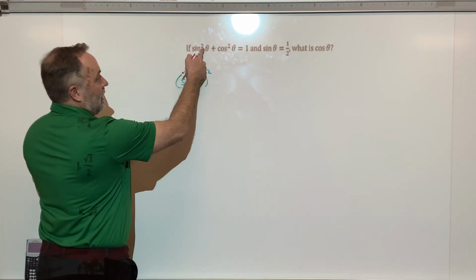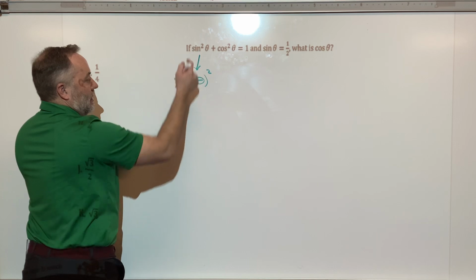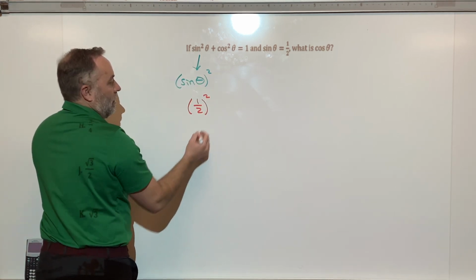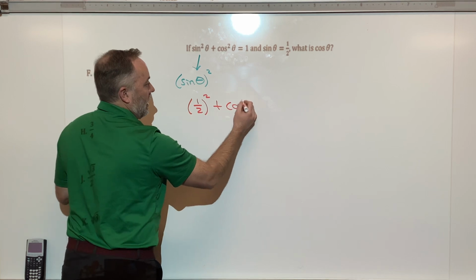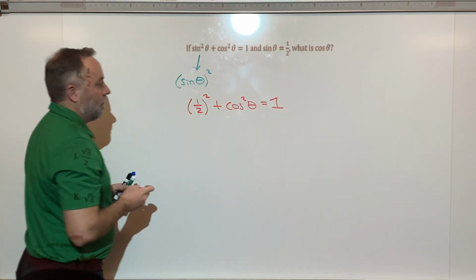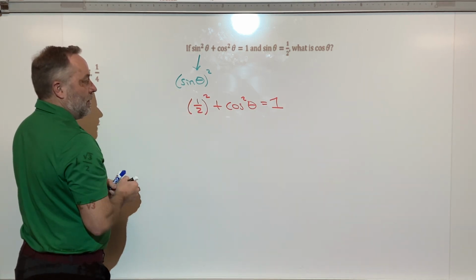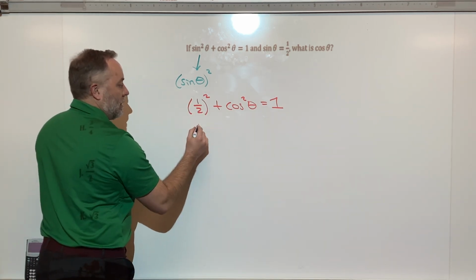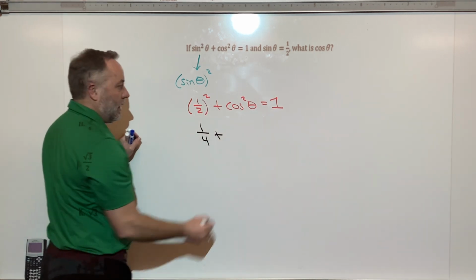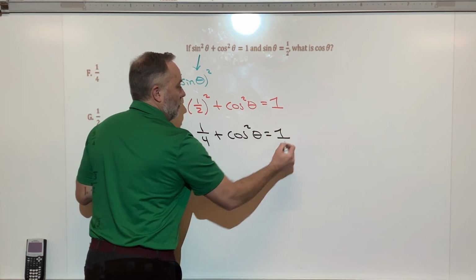So if we take this, we can substitute in sine of theta into this first piece of the expression. So 1/2 squared plus cosine of theta squared is equal to 1. All right, and we can just square the numerator, square the denominator, and that would give us 1 squared is 1, 2 squared is 4. So now we have 1/4 plus cosine squared of theta is equal to 1.